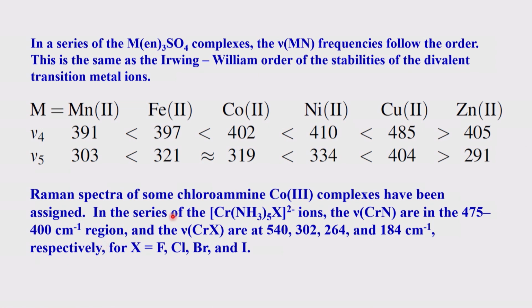Okay. So another thing is that Raman spectra of some chloroamine cobalt 3 complexes have been assigned. The series is chromium NH3 5 X 2 plus. If you look at the Cr-N, they are in the range of 400 to 475, and the Cr-X are dramatically changing. You know why? 540 could be for fluoride, 300 chloride, 260 bromide, 180 iodide. So you can see how well. So this shows another example, even from the Raman one can see all of these. So it's immaterial, vibrational is what is important, whether that is IR or Raman is not the important one.